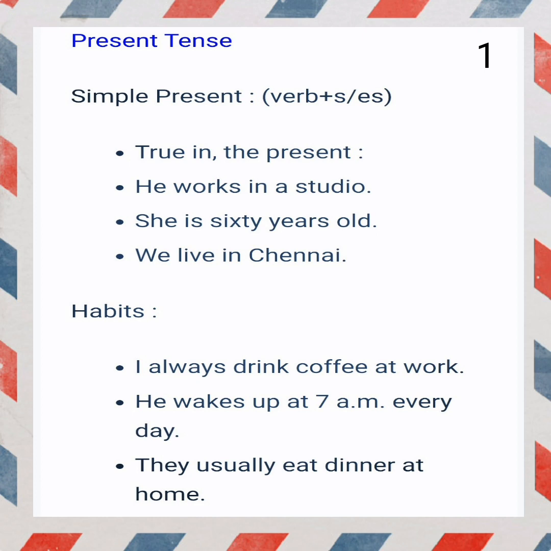Then simple present also expresses habits. "I always drink coffee at work." Here, "drink" is the verb. "He wakes up at 7 a.m. every day." So he wakes up every day at 7 a.m. Here, "wakes" is expressing a habit, so the verb "wakes" is in the present tense. "They usually eat dinner at home." Here, usually, regularly, they eat dinner at home. It also expresses a habit. Here, "eat" is the verb, which is in the present tense.